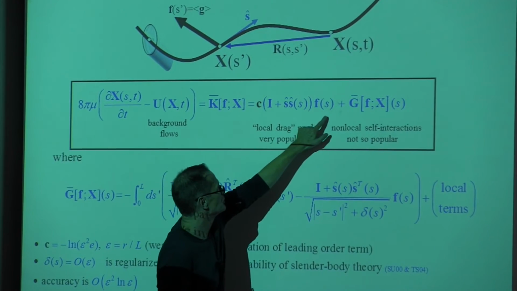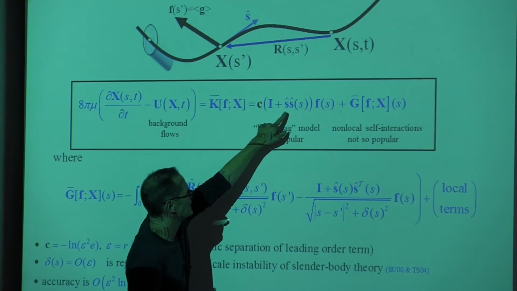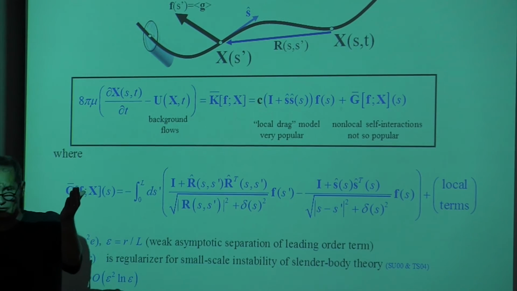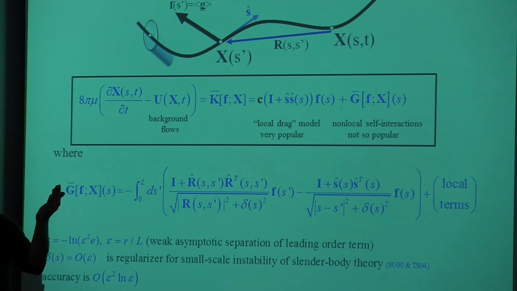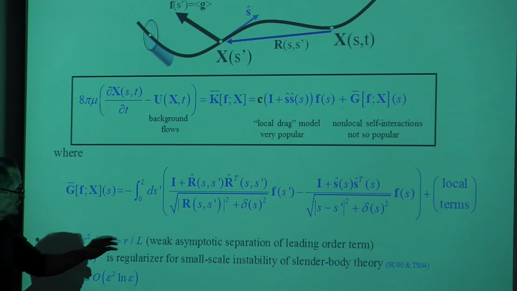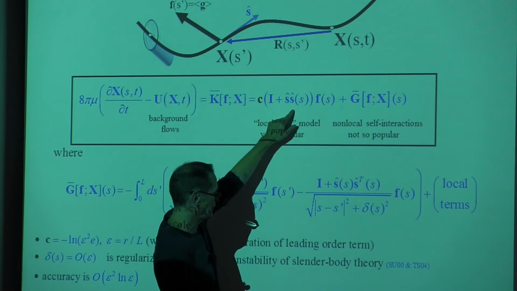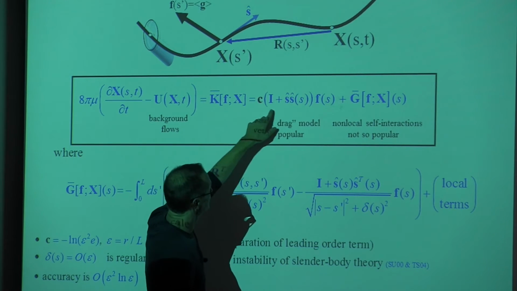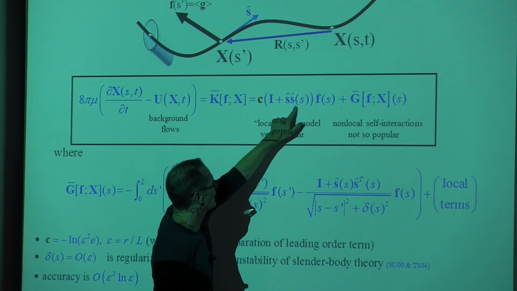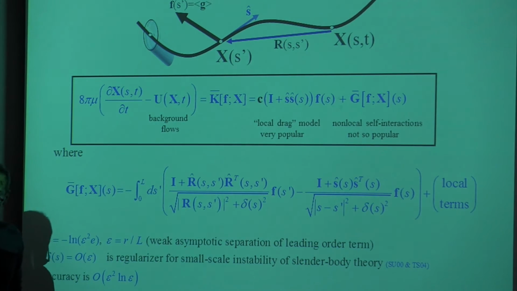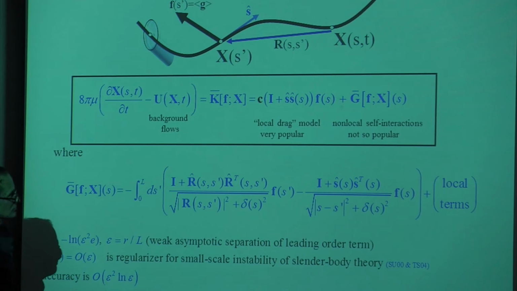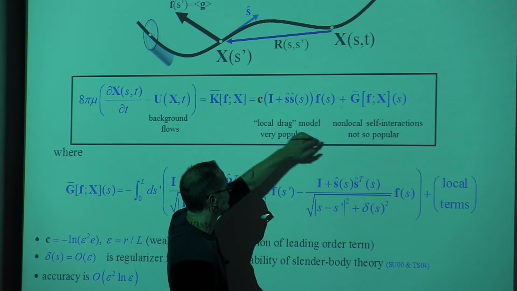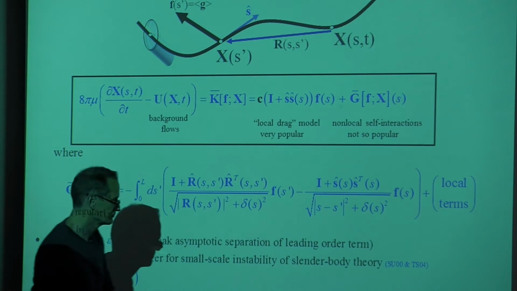One is a term which is purely local. What's s hat? S hat is just the tangent to the center line, so it's dx/ds, right? It's the derivative of position with respect to arc length, hence it's a unit vector. I call that s hat. I will never call it s hat after this, I'm sorry. But it's some constant c times a little identity plus a rank 1 tensor. That should be ss transpose, okay? Acting on f, so this is purely local, plus an integral operator.